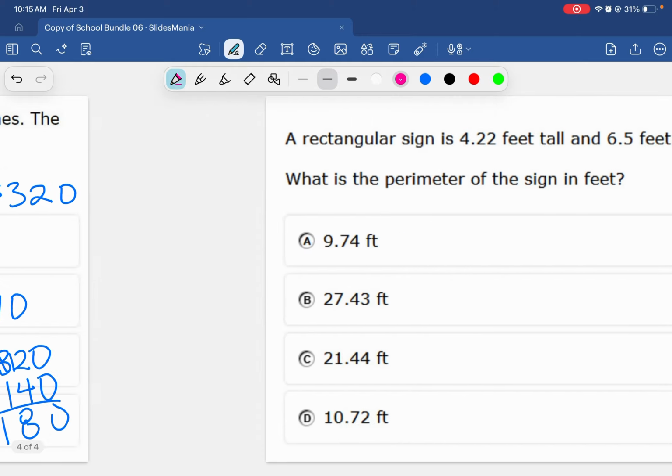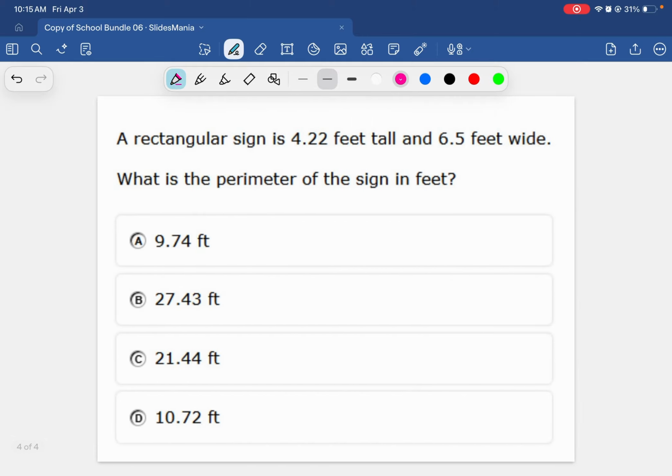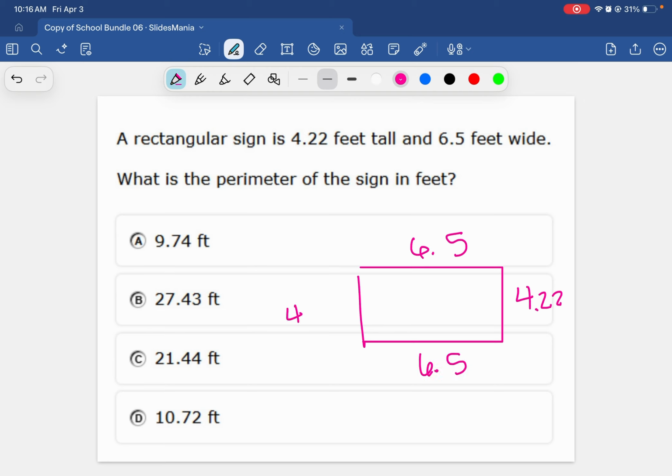All right, for the final one, I really recommend you pause the video, solve the problem yourself, and then come back and check. Okay, hopefully you drew a rectangle and it looks better than mine. And so we're just going to label 4 2200ths, 6 5/10 all the way around since we're doing perimeter.